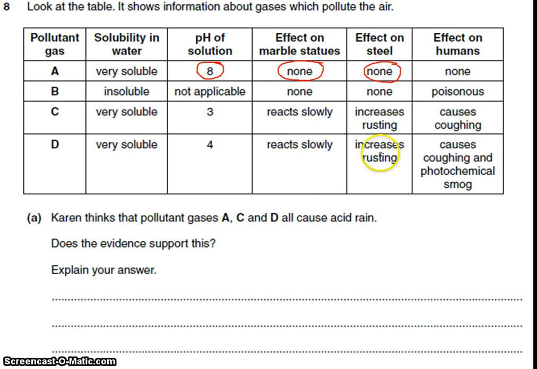So C and D do both of these things. They are acidic, they do affect marble, and they do increase rusting. So C and D do cause acid rain, but A does not. So you simply had to just comment on each of these three columns in the table.